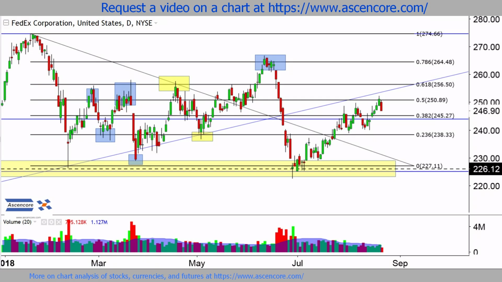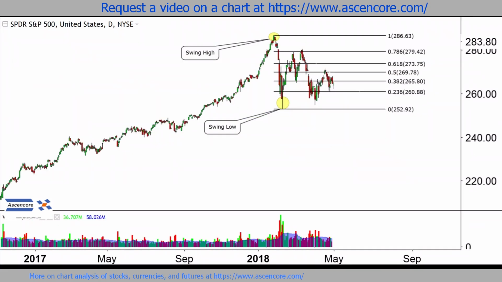This major support zone discussed earlier presented an opportunity to profit from an exaggerated negative reaction to the earnings report in June that started the sharp and short-lived downtrend.